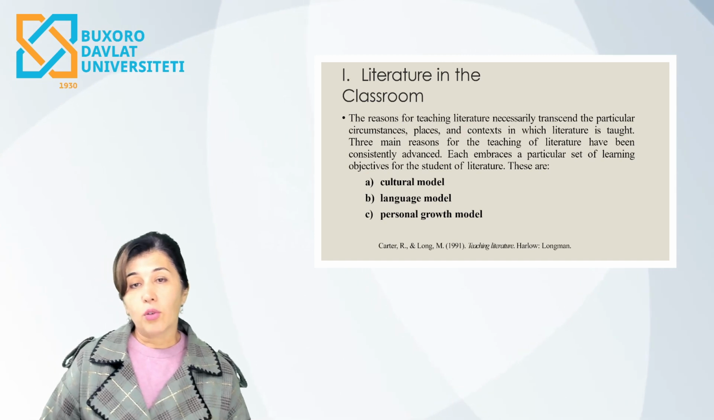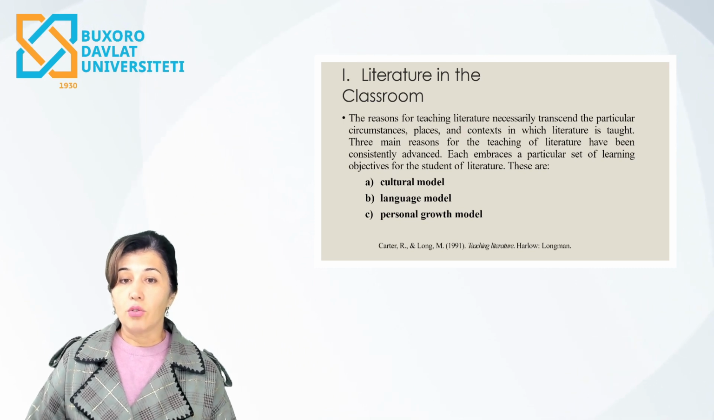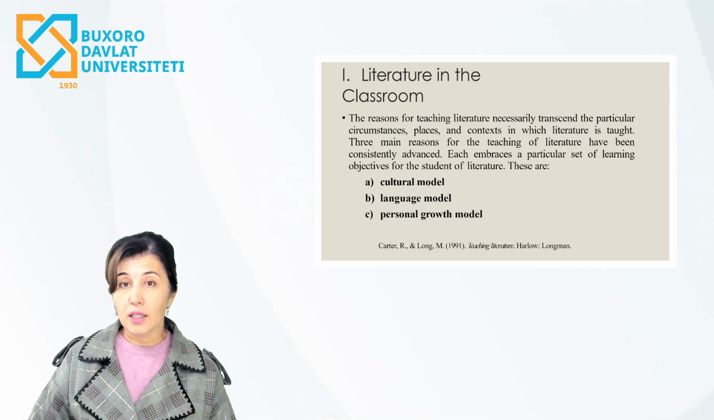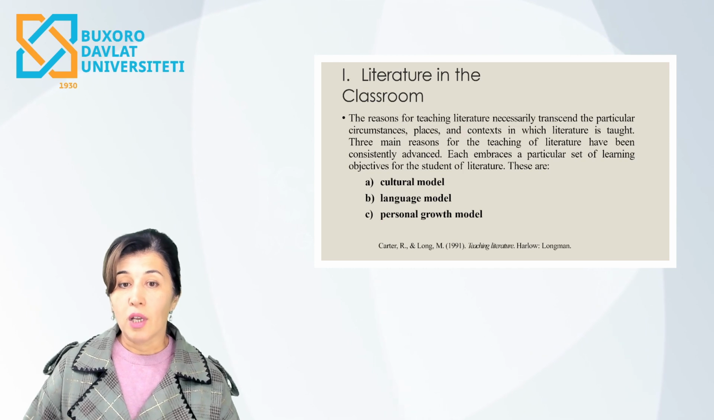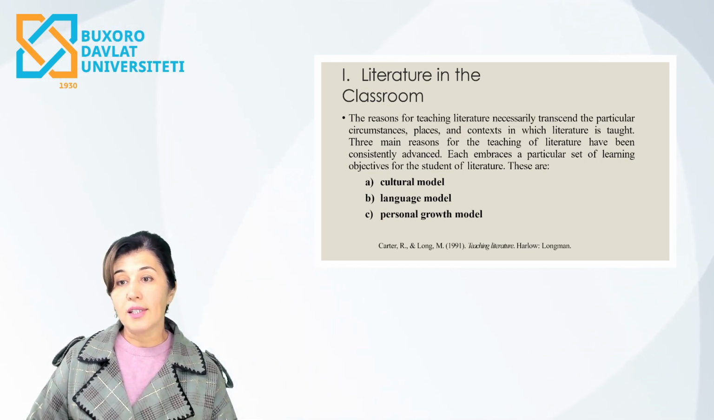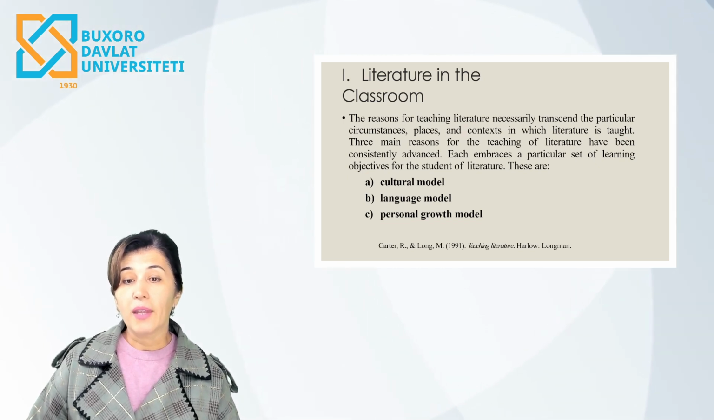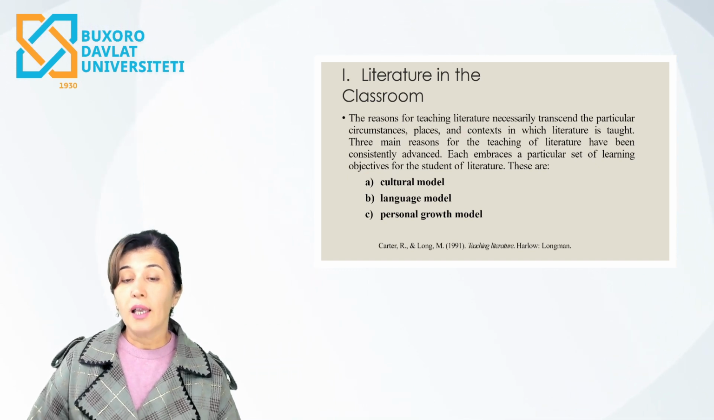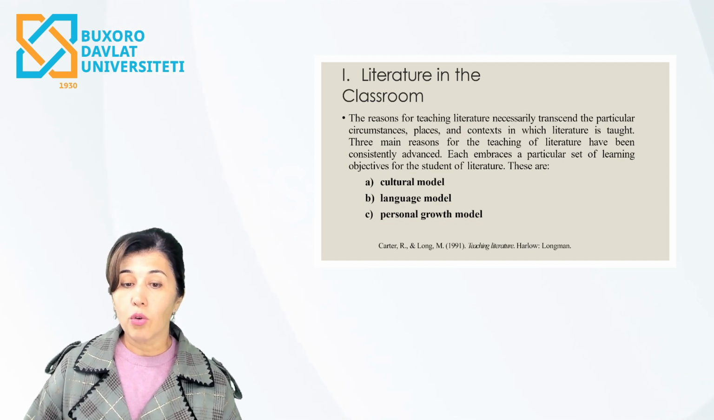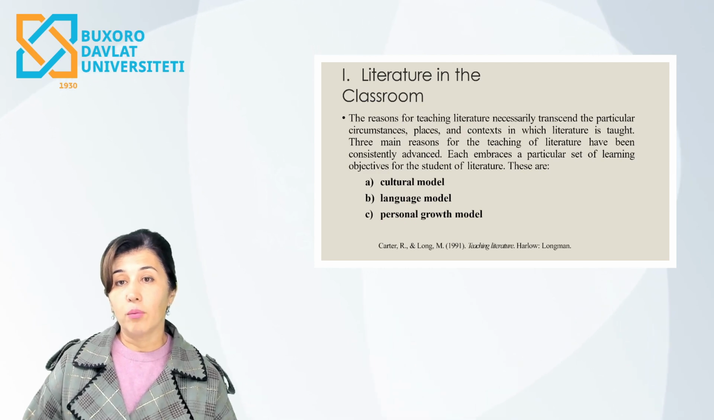So, first of all, let's start from literature in the classroom. There are several reasons for teaching literature in classes today, because as we know, it is a demand of society to teach our learners different cultures, different backgrounds of different nations of the world. The reasons for teaching literature necessarily transcend the particular circumstances, places and contexts in which literature is taught, and there are three main reasons for the teaching of literature. These include the cultural model of literature, the language model of literature, and the personal growth model of literature, which is suggested by Carter and Long in their book Teaching Literature.